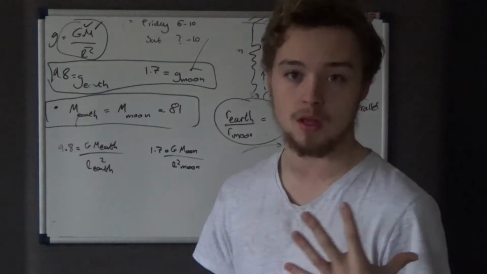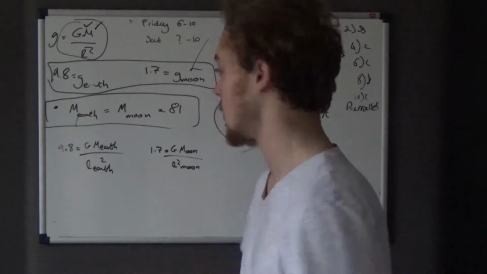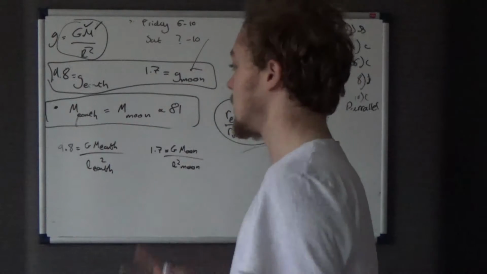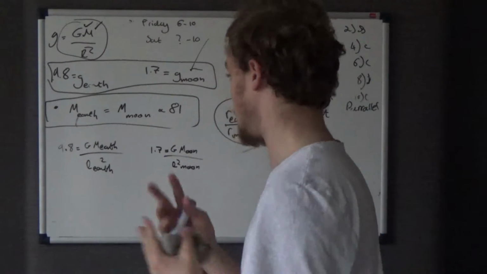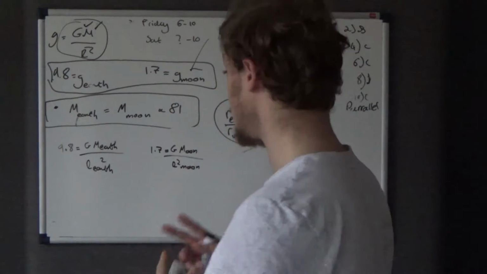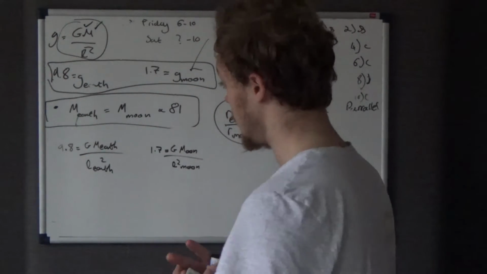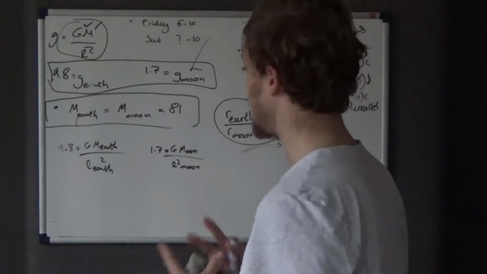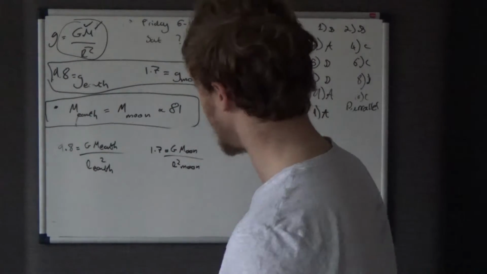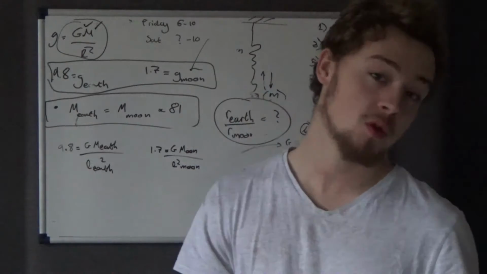So we need some help with some statements, okay? It says the gravitational field strength of the Earth, obviously we know 9.8, gravitational field strength of the Moon 1.7, might not be aware of that, okay? We're also told that the mass of the Earth is 81 times the mass of the Moon. Now, there's no equation for the mass of the Moon that we can use.